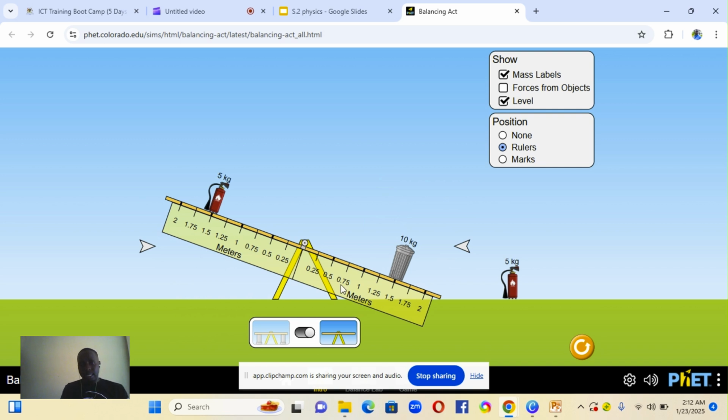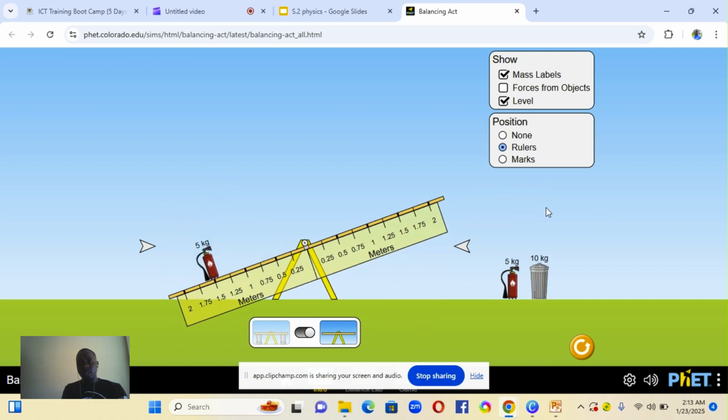Now you realize that they have the same distances, but when the mass changes, a bigger mass, which means a bigger force, gives us a bigger moment. That's why you see that the turning effect of the 10 kilograms is more compared to that of 5. That's why you are seeing the ruler bending towards where we have the 10, and it's going up where we have the 5.